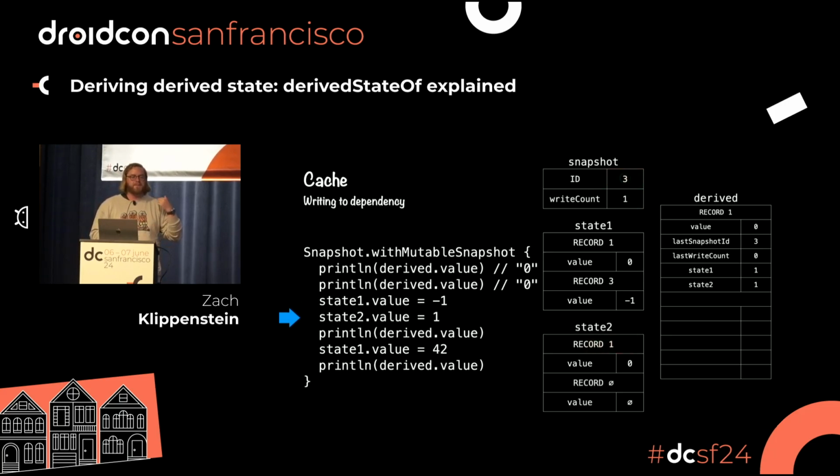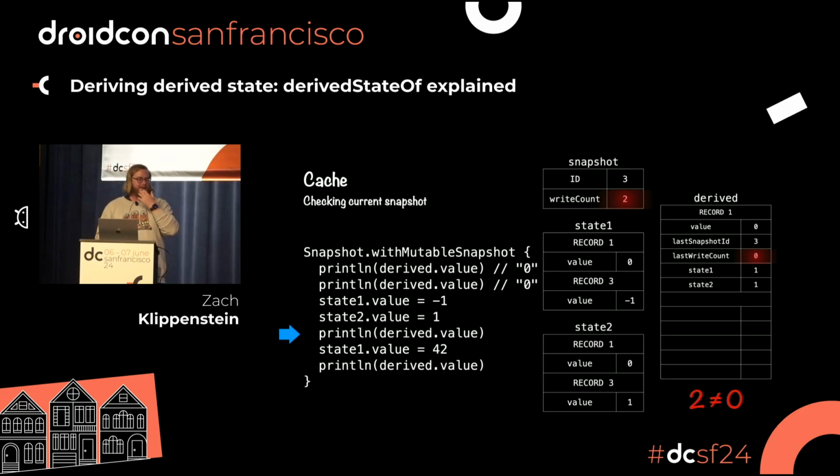Create a new record. Give it the ID of the current snapshot. Write the value into that record. And increment the write count. All right. Now, back to the derived. Let's read it again. We have a value. Cool. Snapshot, same snapshot. Cool. Write count. Oh, all right. Some writes have occurred since we last checked the cache. So something might have changed.